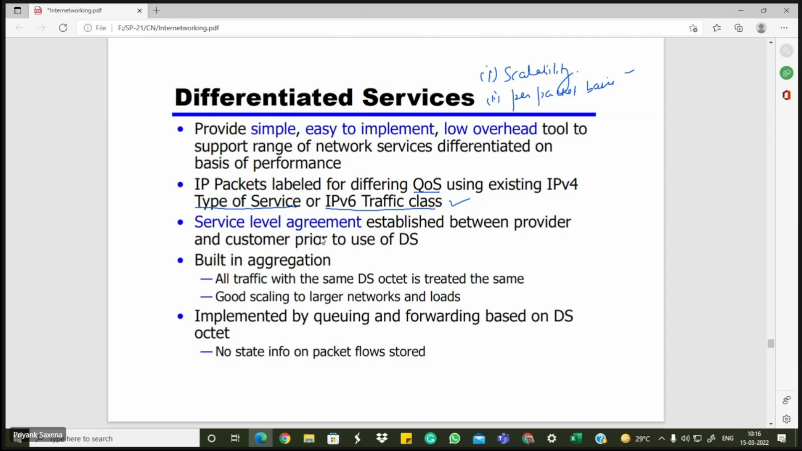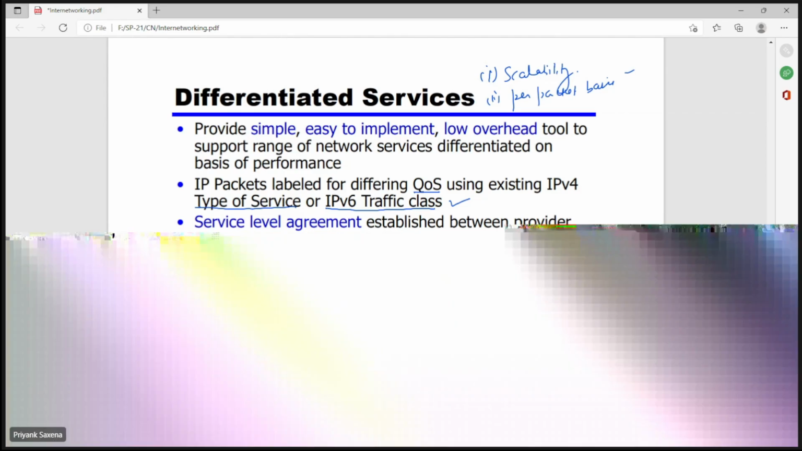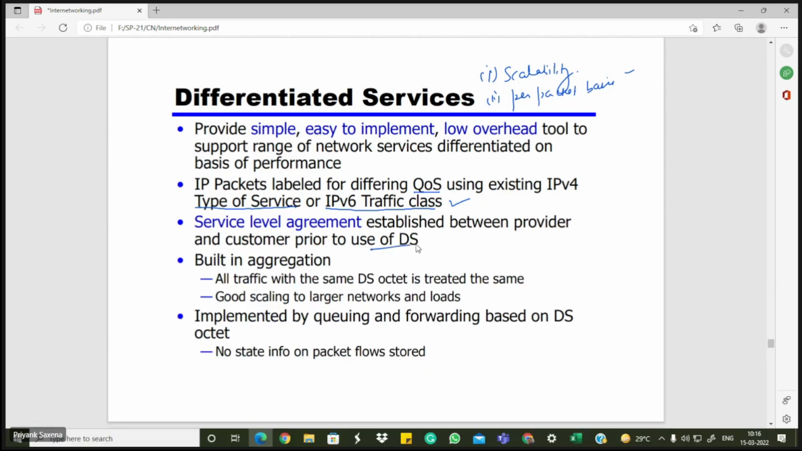So how does it work? A service level agreement is established between the provider and the customer prior to the use of DS. What is a service level agreement? Like you are signing an agreement with a company about what kind of services you want from the company. Everything will be written: what I want to be delivered from your end, what my expectations are, and what kind of product I want. So that is all decided prior to the use of DS.